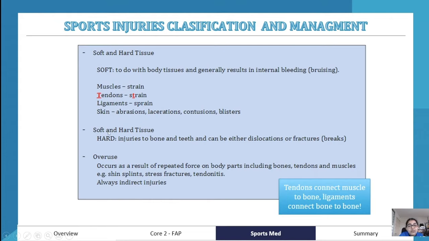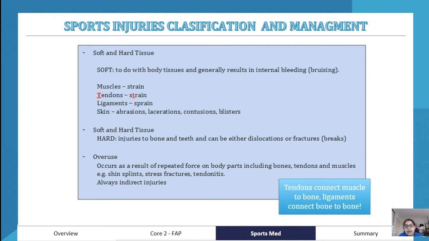So we've got hard tissue injuries, which are injuries to bone and teeth, and they can be either dislocations or fractures. Overuse injuries can also happen, and they occur as a result of repeated force being exerted on body parts, including bones, tendons, and muscles. We'll talk a bit about this when we look at catering to the different types of athletes. But for now, you just need to know that this is when we are putting repeated stress on bones, muscles, tendons, or a specific body part in general. Examples include shin splints, stress fractures, and tendinitis.